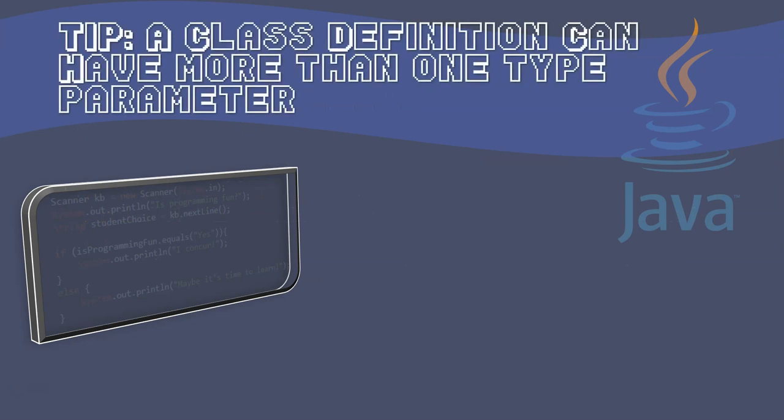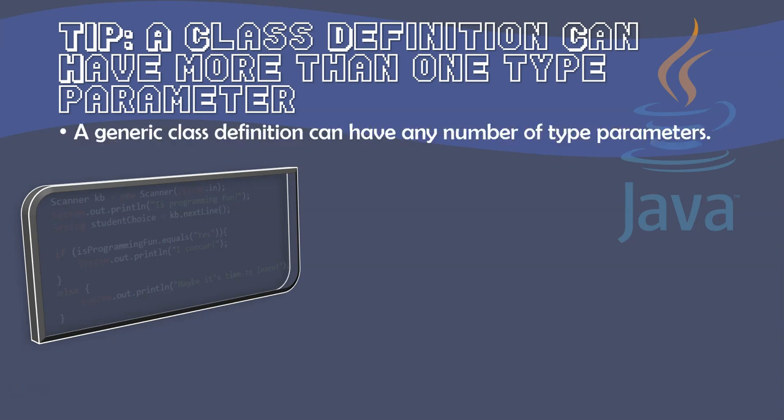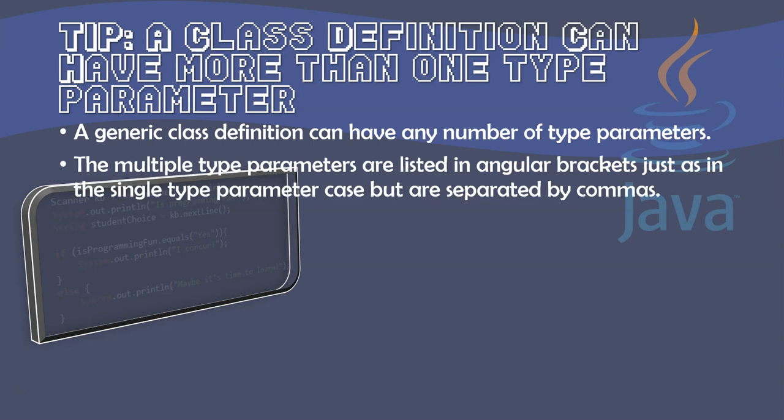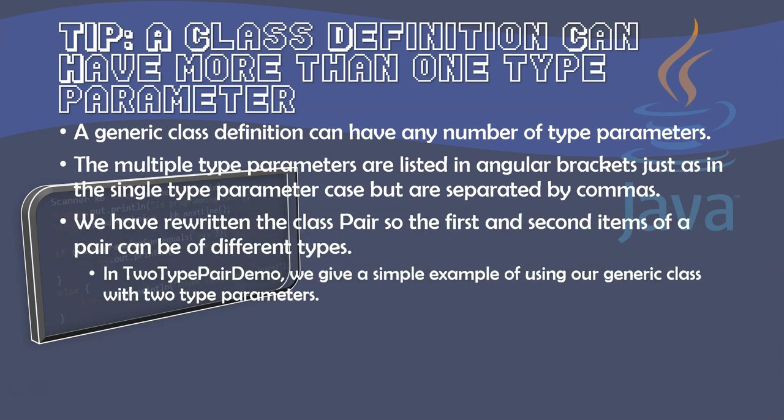Now, I do have a tip for you, which is that a class definition can have more than one type parameter. A generic class definition can have any number of type parameters. You can have multiple type parameters listed in angular brackets, just as in the single type parameter case, but they're separated by commas. To see this, we're going to rewrite the class Pair, so the first and second items in the pair can be different types.